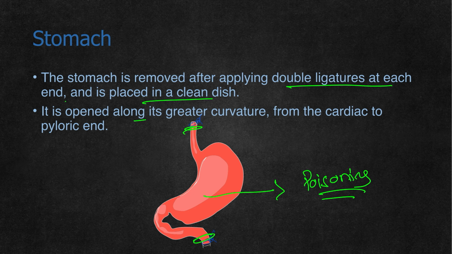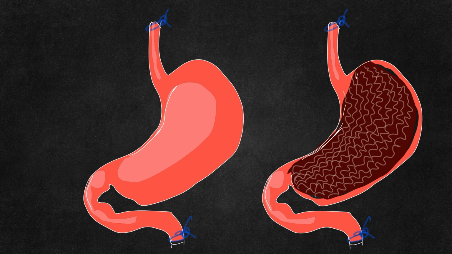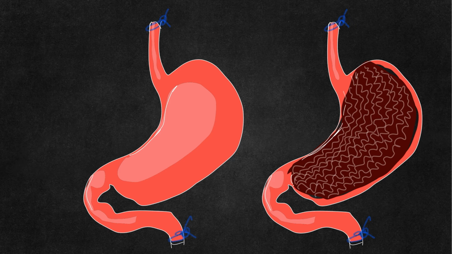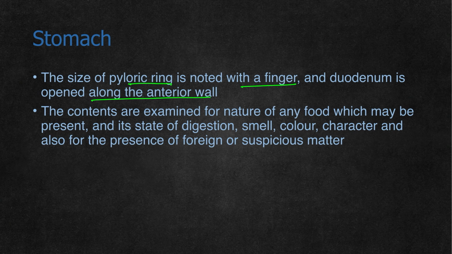It is opened along the greater curvature from the cardiac to the pyloric end. Once the stomach is opened, the size of the pyloric ring is noted with the finger, and the duodenum is opened along the anterior wall. The stomach is completely opened along the greater curvature to examine the contents.